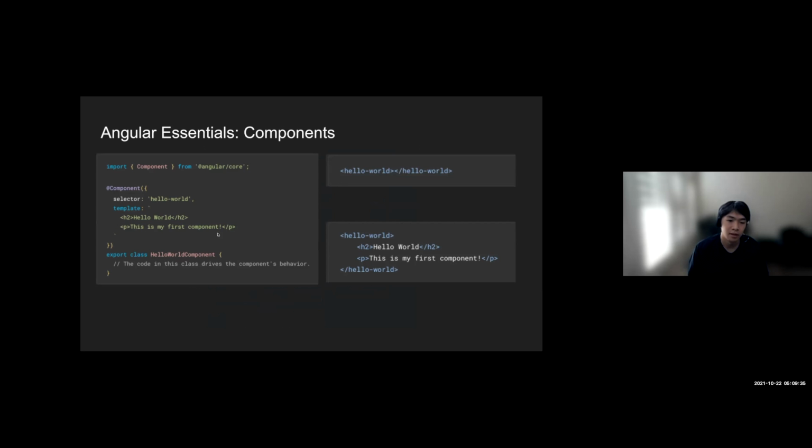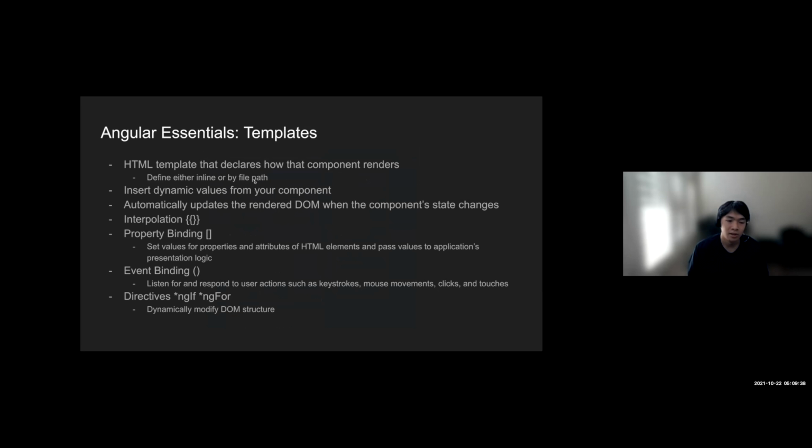It's not really preferred because it can get messy. So you can pretty much define HTML. Templates are used to insert dynamic values from your component. It also automatically updates the rendered DOM when the component state changes. You can use interpolation to insert dynamic text. Property binding lets you change HTML element properties based on certain variables. You can also use event binding, so you can listen for and respond to user actions.